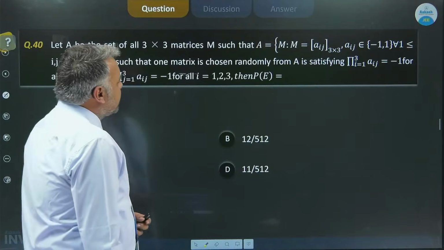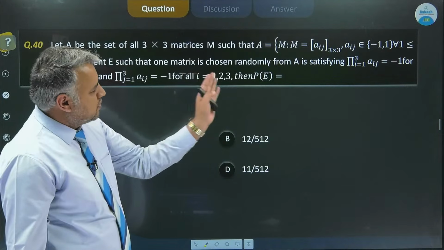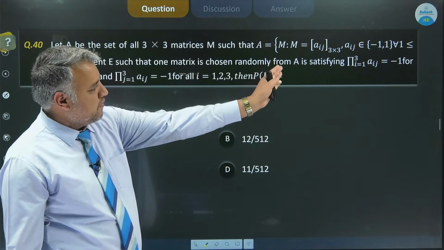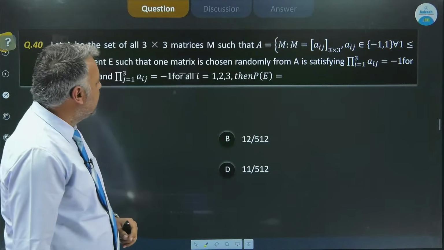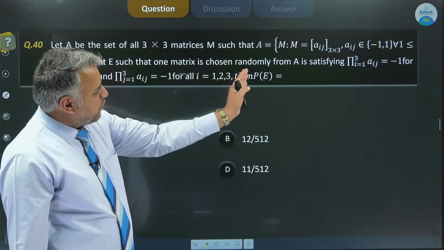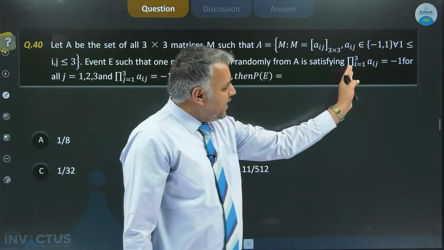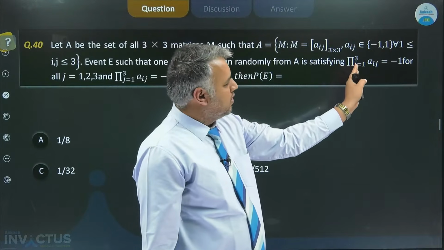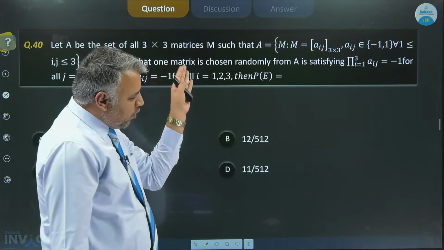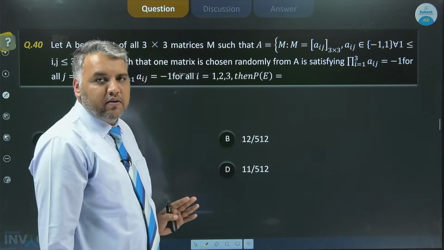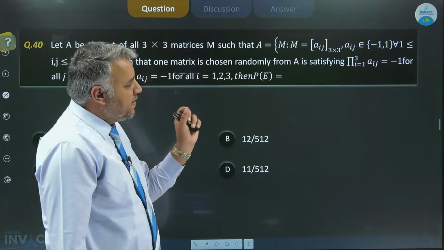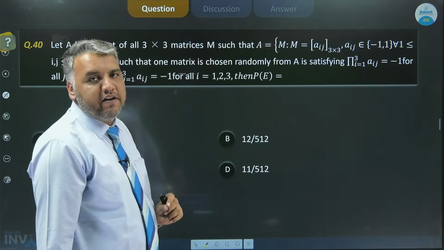A be the set of all 3 cross 3 matrices M, where M is Aij, 3 cross 3, and we have to pick Aij either minus 1 or 1. So given event E such that one matrix chosen randomly from A satisfies that the product of all the elements in any row or in any column must be minus 1. If the product of all the elements in a row or a column is minus 1, and the entries are from 1 and minus 1, that means we have taken an odd number of negative signs.